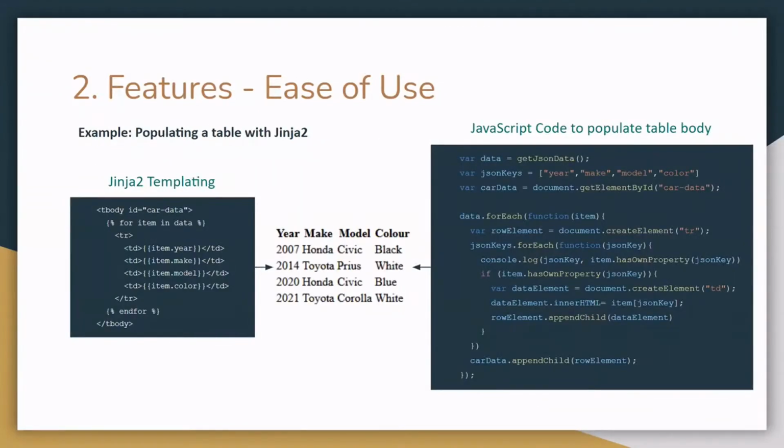Here is an example using data to populate a table. In Jinja 2, we see that there is a loop to iterate over the items and create a new table row for each one. On the right, we see its equivalent JavaScript code, which is longer and much more complicated than its template counterpart.